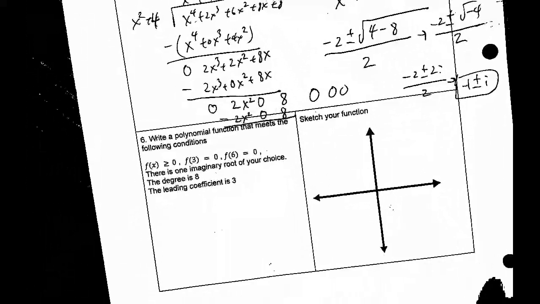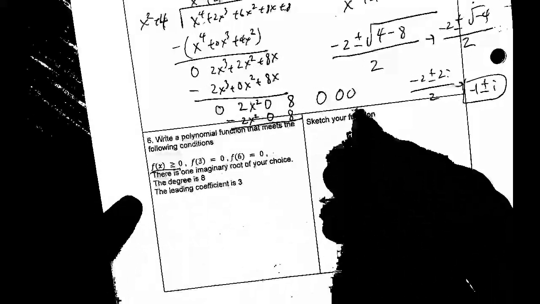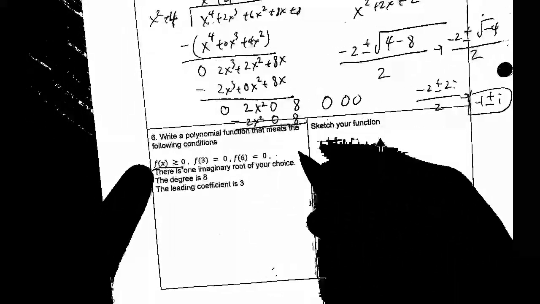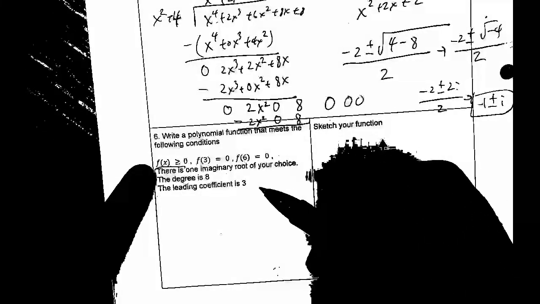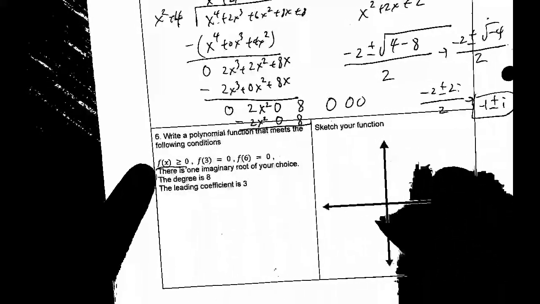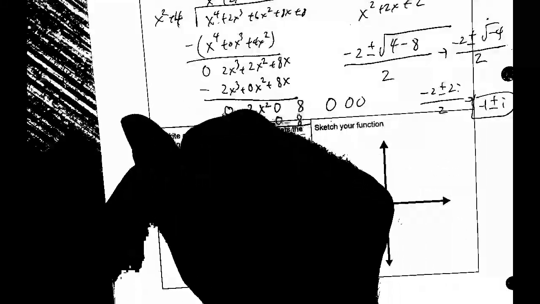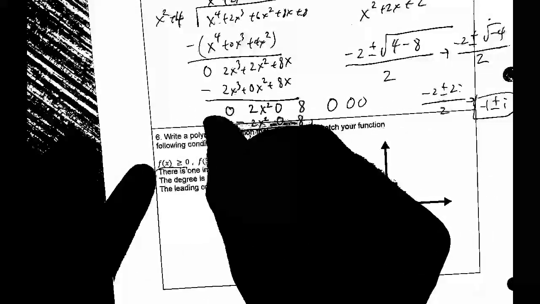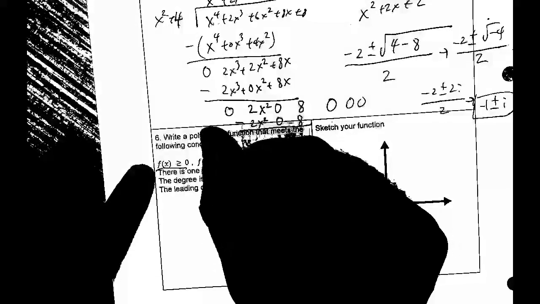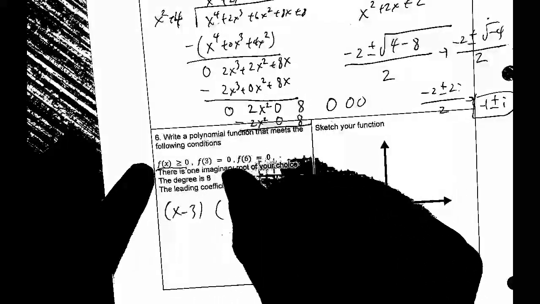Let's look at this though. We're told that it's always positive. If it's always positive, that means we gotta have even multiplicity. Okay, because it can never cross the x-axis. That means even multiplicity. I'll talk about that in a second. We also know that we're gonna have a 0 at 3 and a 0 at 6. So okay, that means x minus 3 must be there and x minus 6.